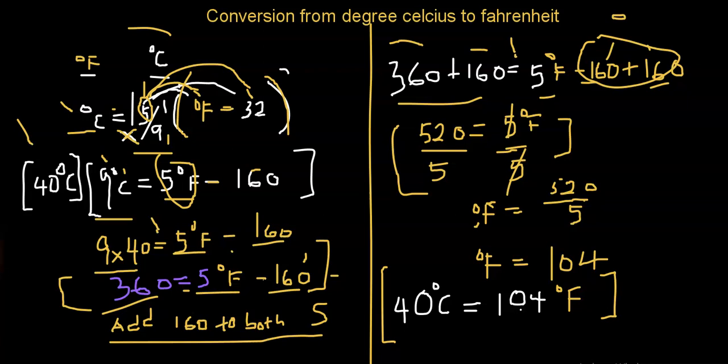Now, remember the formula that degree Celsius is equal to 5/9 bracket open degree Fahrenheit.